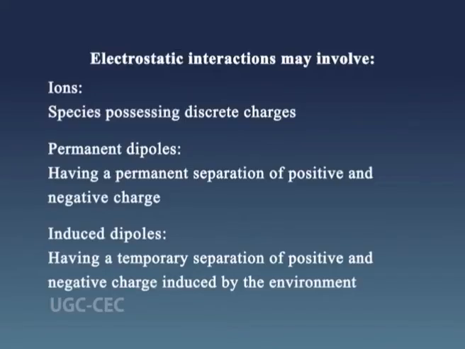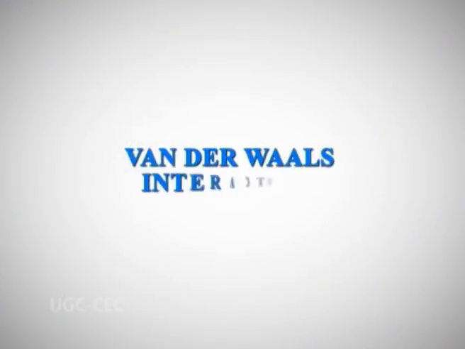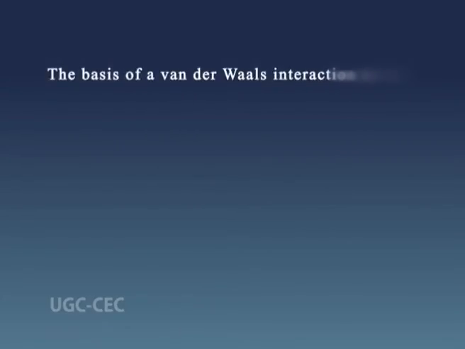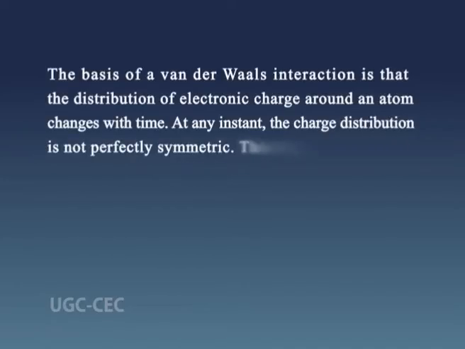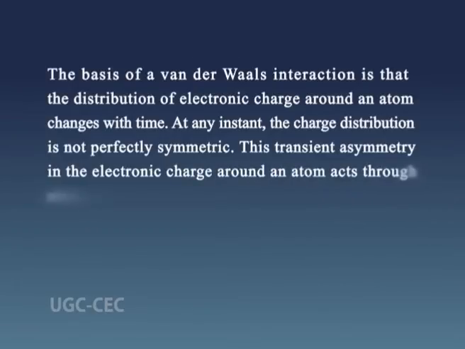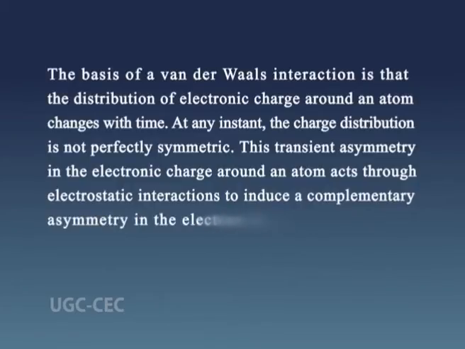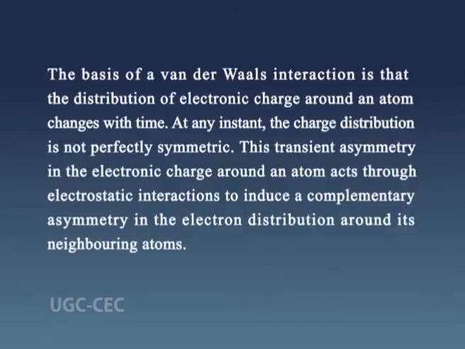by the environment. Then, the van der Waals interaction. The basis of a van der Waals interaction is that the distribution of electronic charge around an atom changes with time. At any instant, the charge distribution is not perfectly symmetric. This transient asymmetry in the electronic charge around an atom acts through electrostatic interaction to induce a complementary asymmetry in the electron distribution around its neighboring atom.